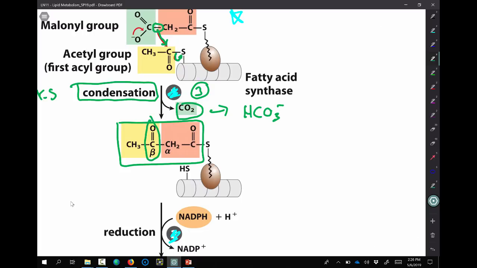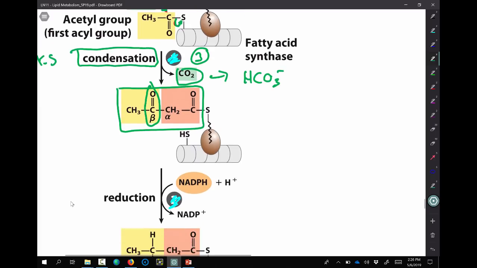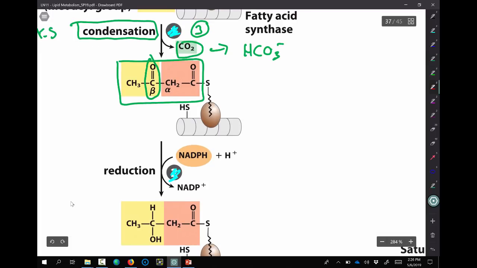ACP, remember, is real flexible, so it can now carry that 4-carbon molecule to something else. And that's exactly what it's going to do. What it's going to do next is a reduction step, catalyzed by, it will take this from KS to KR.